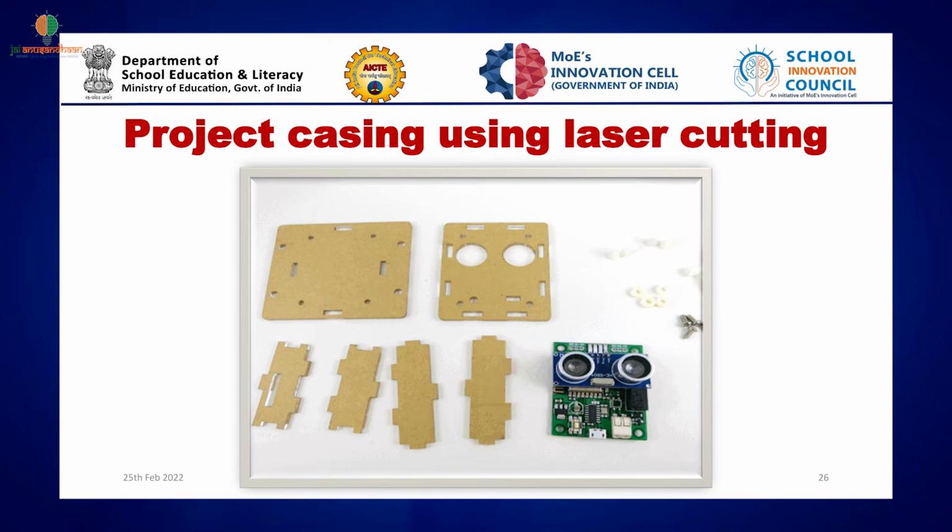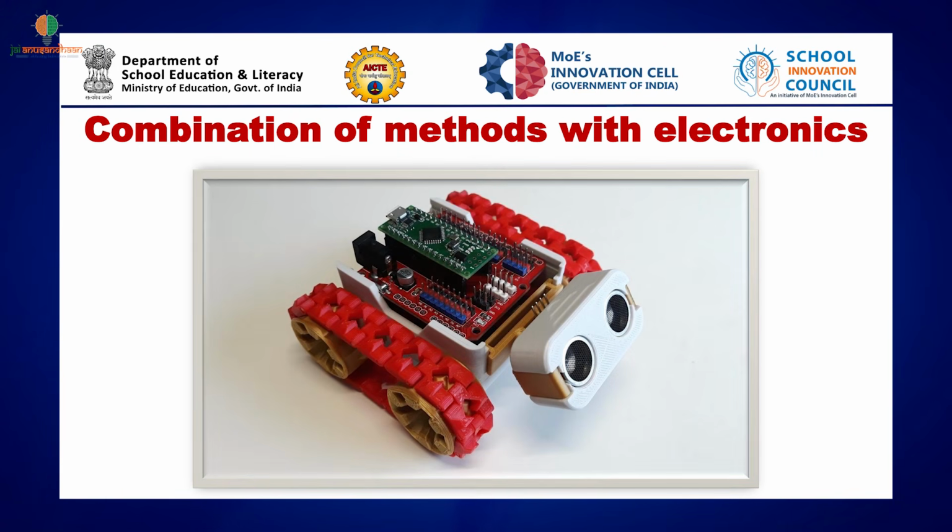You can also create casing of electronic based project ideas. So for example, if there is a chip and there is a sensor which you need to encase, you can create the walls, etc., and then you can assemble it. Similarly, you can use a combination of all of these methods in order to build your prototypes.